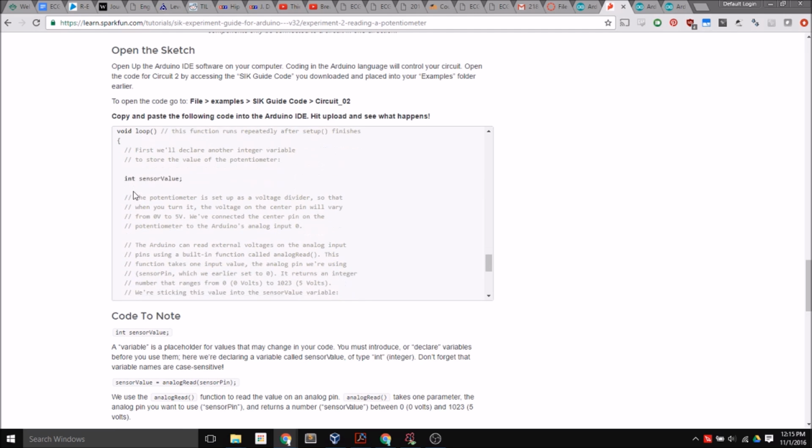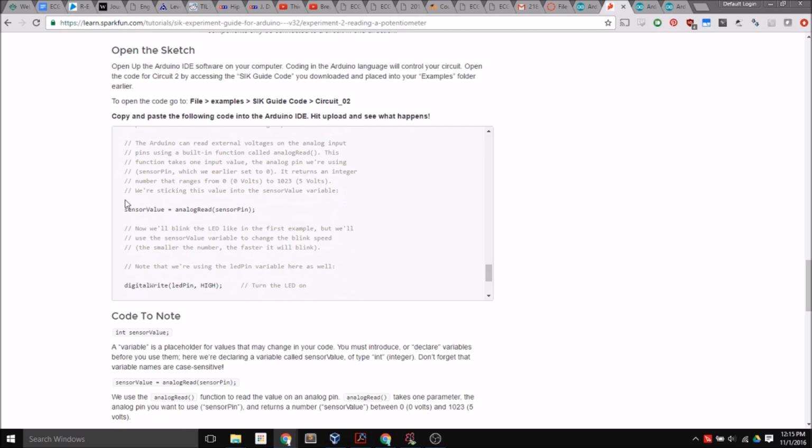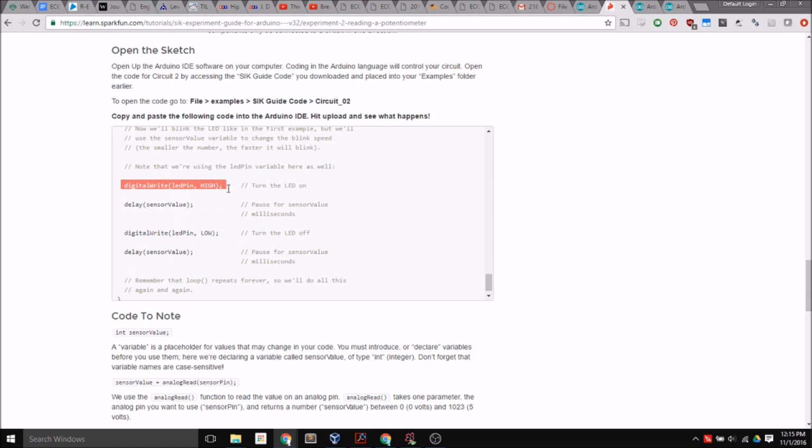Then in our loop function, we're going to make an integer variable to store the value of our sensor value. And then we're going to say sensor value is equal to analog read sensor pin. So this takes the reading from the sensor pin, and this will be that number between 0 and 1023. Then it's going to turn on our LED and delay for whatever that number was, from 0 to 1023, depending on where our knob is located. It's going to then turn the LED off for that same amount of time.